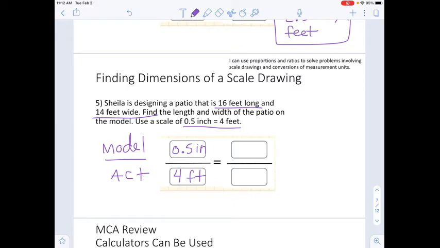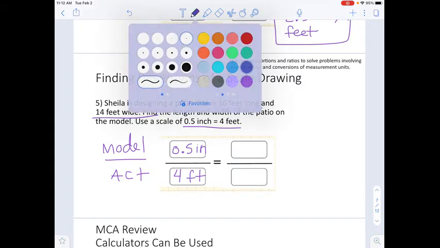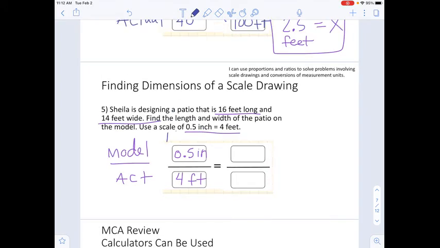So we actually have to set up two separate proportions here. Let's start first with the length. So this one will be for the length. So we have our scale there, and then we know it's 16 feet long. So that's in real life. So that's the actual, 16 feet. We're going to figure out how many inches that is on the model.